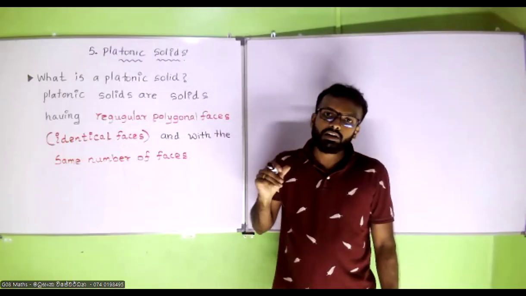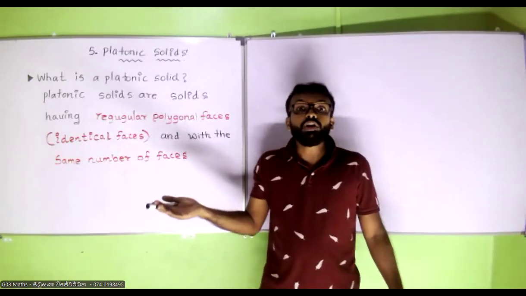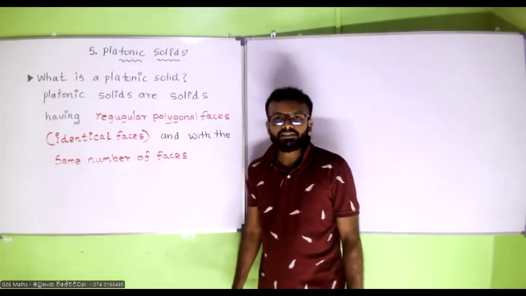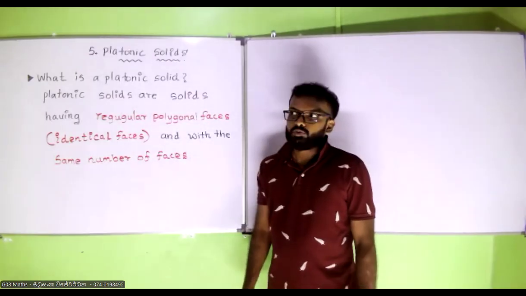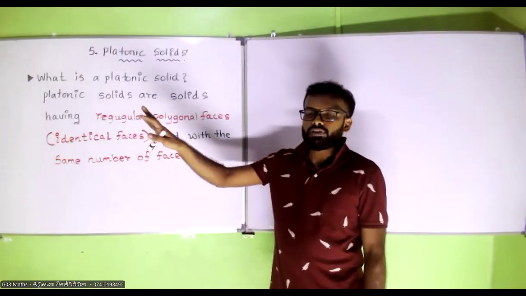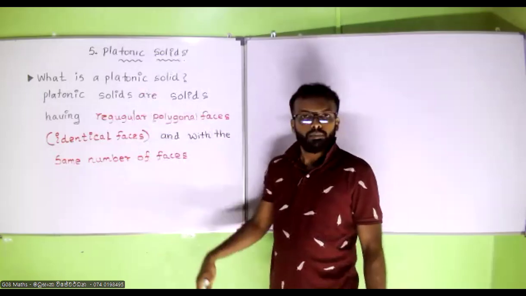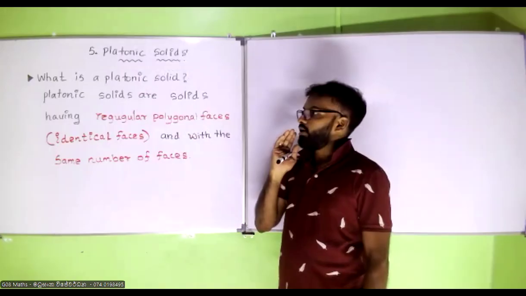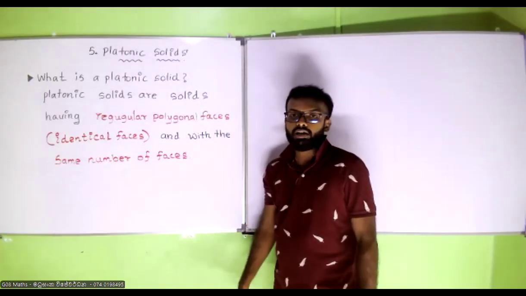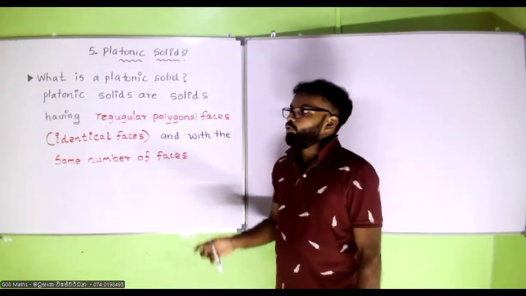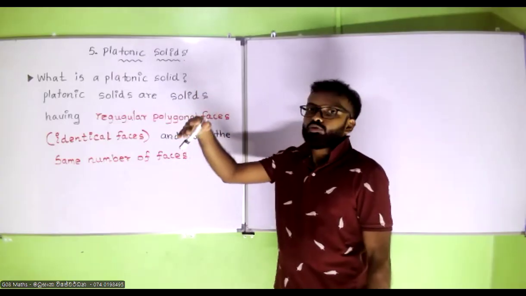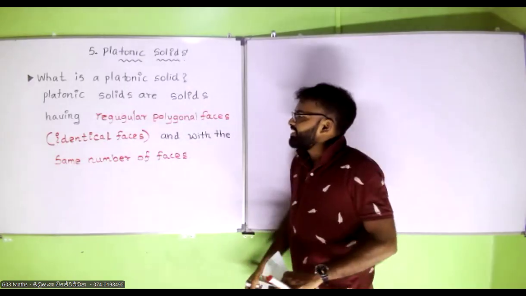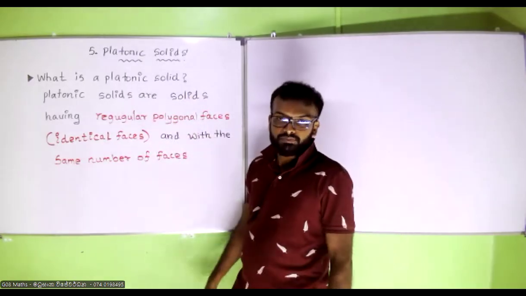Identical faces means, think of twins. Twins are not exactly identical, but think of twins. You cannot differentiate them. They cannot be told apart. So they are the same, identical. Who is the elder brother, who is the younger? Who is Sumudu, who is Kumudu? We do not know. So this is the thing you need to remember.